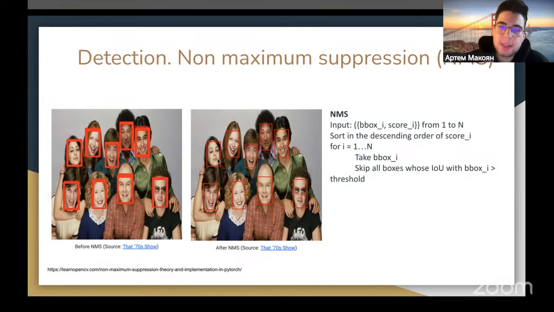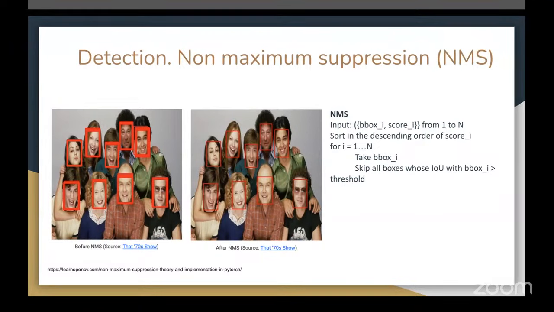The idea is very simple. If two bounding boxes have high intersection over union, that means they are close enough to each other. That means we can drop one of them. Not very hard, yeah?